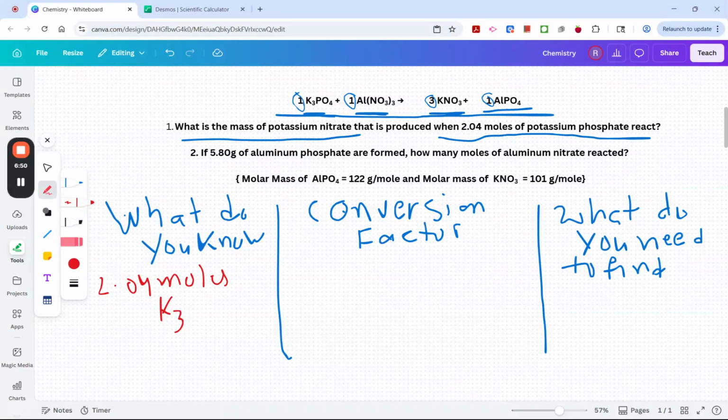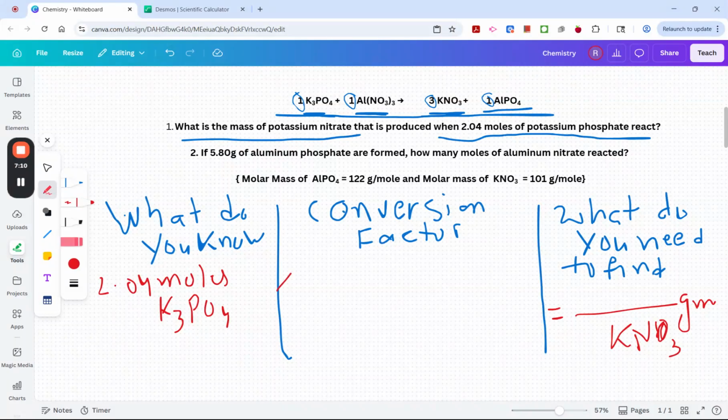I will just write the formula. Potassium phosphate. What do you want to find? I need to find mass of potassium nitrate. So mass means grams. Potassium nitrate. Here we go.